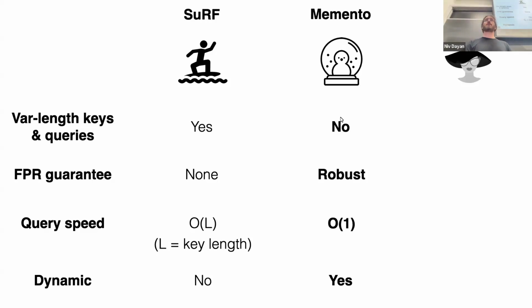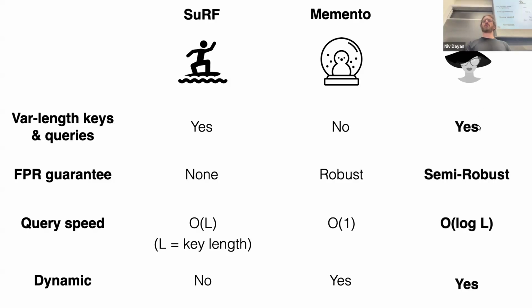Okay, we'll then move on to Memento Filter, which does not support variable length keys and queries. So in some sense, it's less general purpose than SURF. But it does do a good job in all the other metrics. It gives you a very robust false positive rate, constant time queries, and it's dynamic. But this leaves something to be desired because it's not fully general purpose. So that's what's being addressed in Diva.